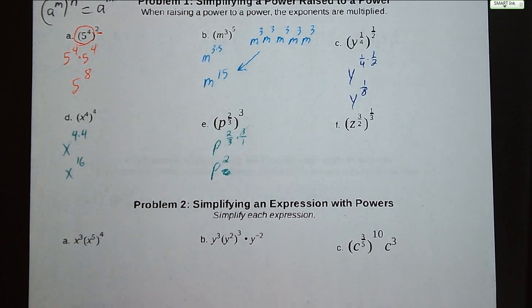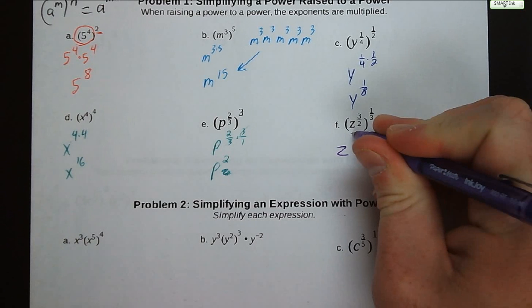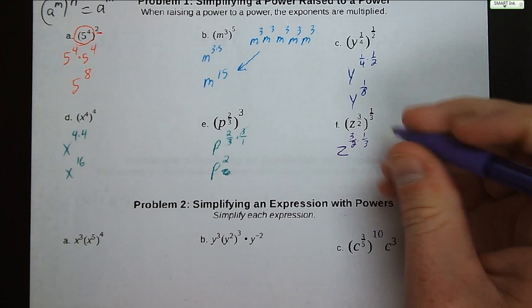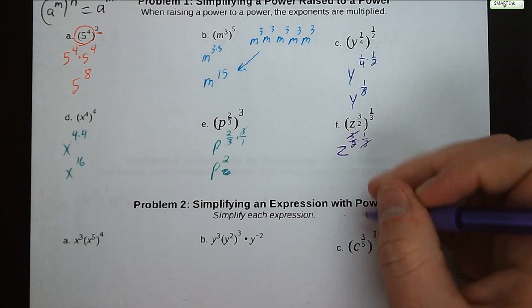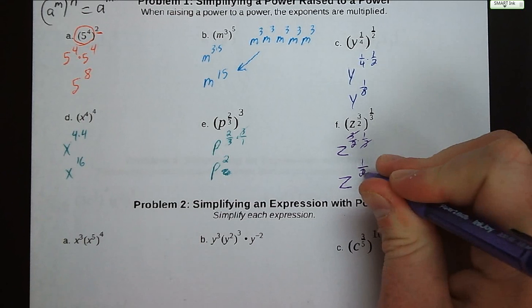Letter F, z to the 3/2 being raised to the 1/3 power. So we have z to the 3/2 times 1/3. Our 3's cancel out, so we're left with z to the 1/2 power.